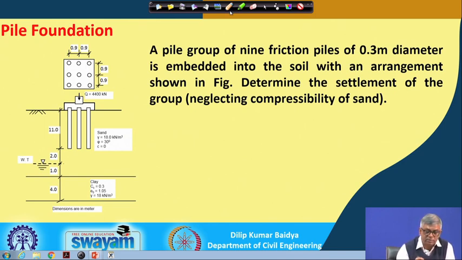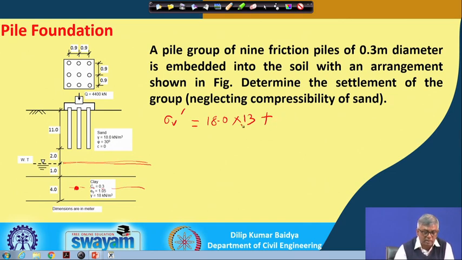You can see here, delta sigma. First of all, suppose I want to find out sigma v dash, and since I will find out settlement at the middle of the clay layer, I will be considering the unit weight of the soil up to this. So, sigma v dash will be, you can see, up to this the dry unit weight of sand will be used, and what is the length or height? So, this 18 is the unit weight of the sand, and the length is 11 plus 2, 13, plus... I am taking dry unit weight and moist unit weight also the same, since it is not given here.